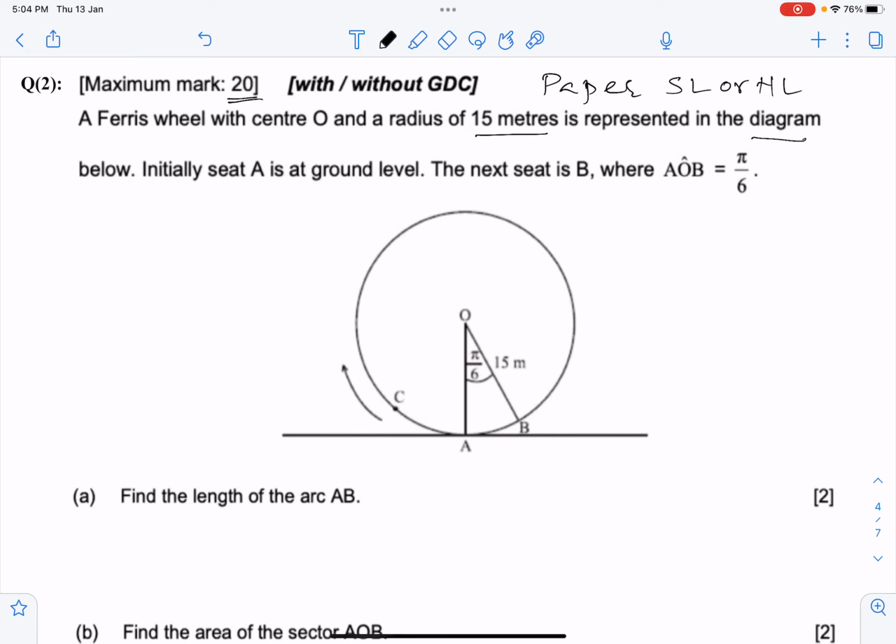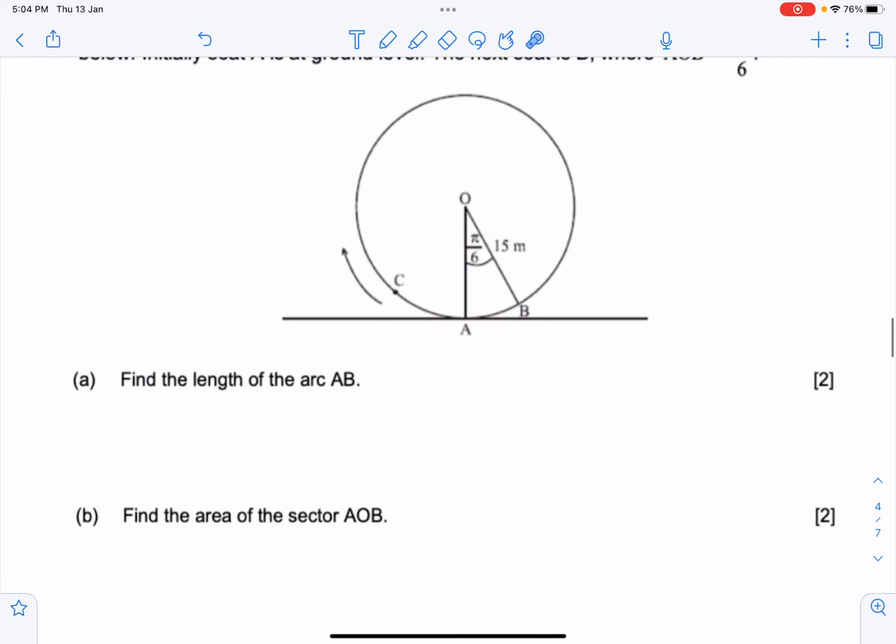Okay. Now initially seat A is at the ground level. Here is the seat A. The next seat B, where angle AOB is pi by 6. The next seat is B, and the angle between A and B is pi by 6. Now they are asking us find the length of arc AB.